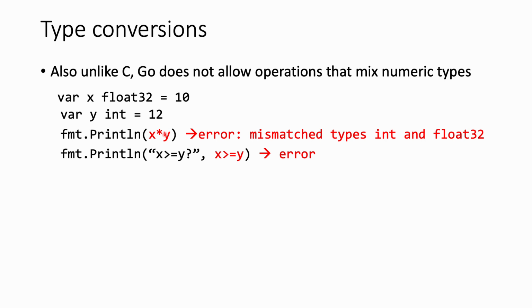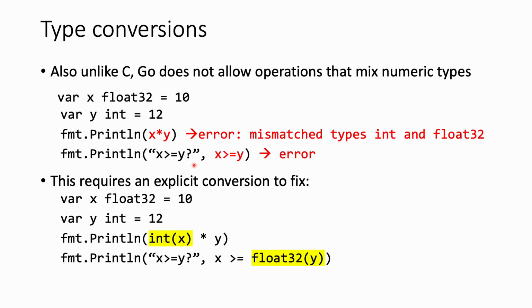So in such a case, we need to use explicit conversion. For example, you can convert the value of x into int so that it has the same type as y before multiplying it with y. Similarly, we can convert the value of y into the same type of x, which is float32, before comparing it to x.